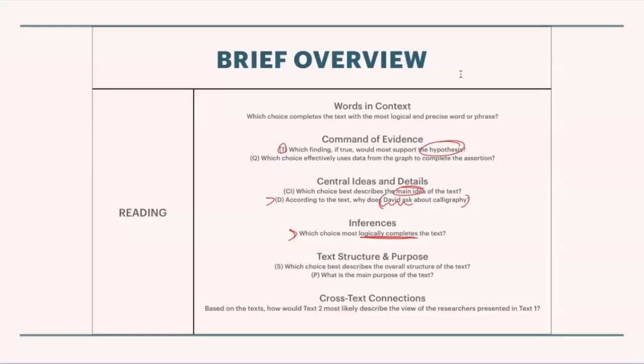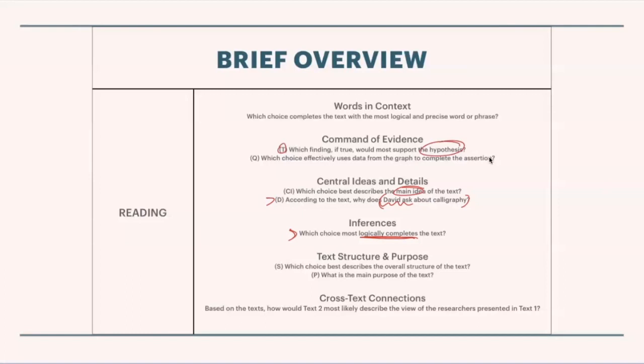So it should still have relevance to just what the text says. If you go beyond it and add in some random big picture idea about maybe the subject, but nothing of the details within the text, then generally that's going to be wrong. Next question we have is text structure and purpose.